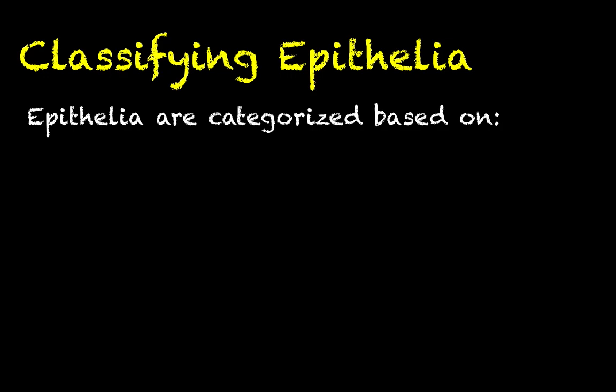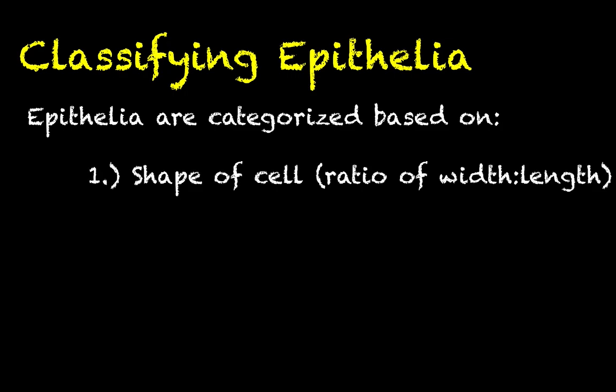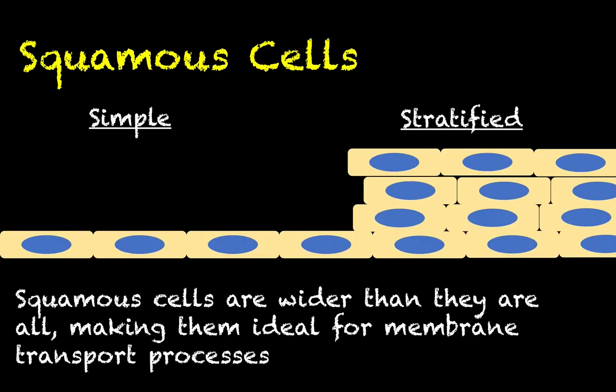Okay, let's talk about classifying epithelia. Epithelial cells can be categorized based on two different things. Number one, the shape of the cell, which is just a ratio of that cell's width to its length, basically its dimensions. And then number two, the number of cell layers that you find in the actual sheet of epithelia. So first we have the squamous cells. Squamous cells can either be found as a simple layer of squamous cells, which consists of just one layer, or a stratified layer in which you have many layers of epithelial cells stacked on top of each other. And this is going to be the case for all types of epithelia. You either find it as a simple layer or a stratified layer.